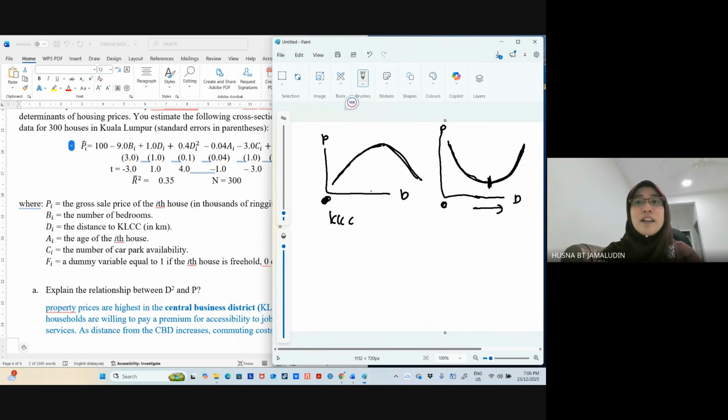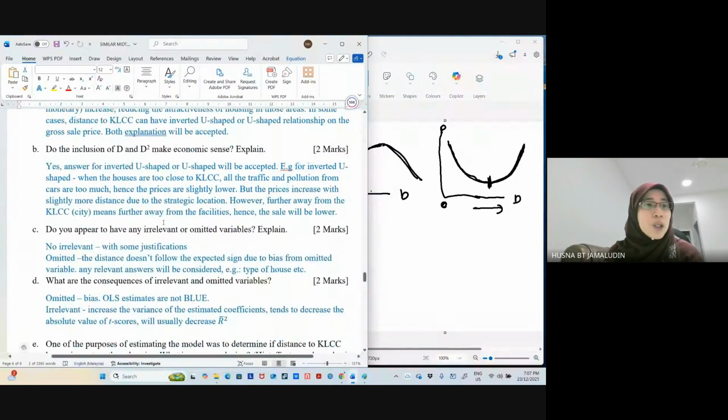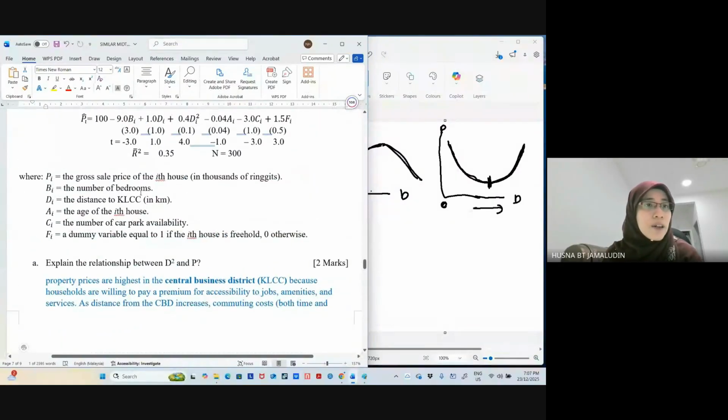So you can explain this way. It could have an inverted U shape, it could have a U shape, depending on your explanation. You cannot just say that the price and distance are inverted U shape or the price and distance are U shape. You have to justify it. Do you appear to have any irrelevant or omitted variable? Explain. So they already mentioned, do you have something irrelevant? So you have to check, based on this, is there any irrelevant variable you think?